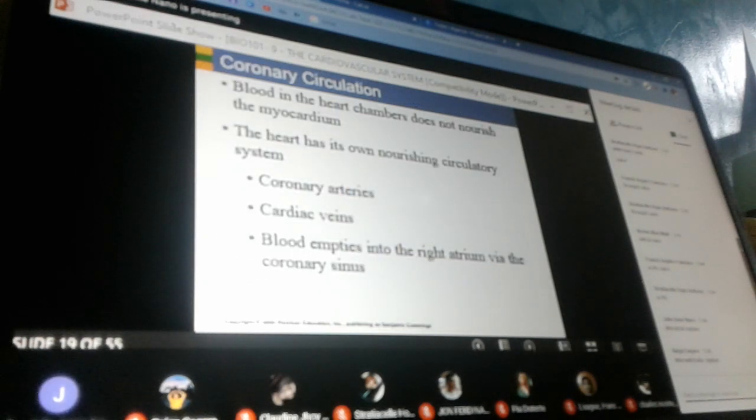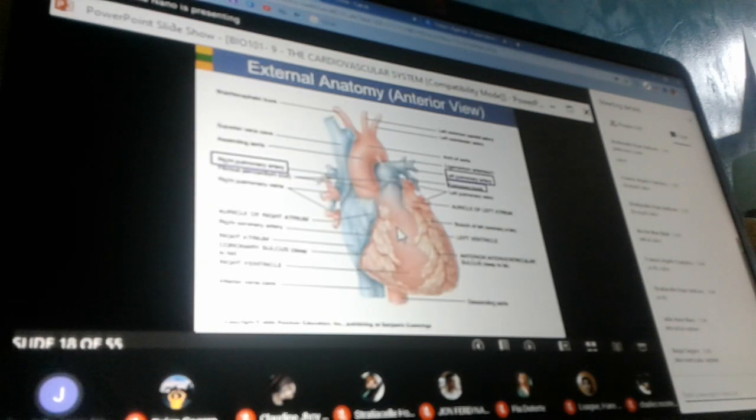Okay. So coronary circulation. So the blood in the heart chambers class does not nourish the myocardium, okay? So yung blood na nagpa-pump sa ating heart class, they do not supply yung ating myocardium, okay? So yung heart natin meron siyang own nourishing circulatory system, okay? So may sariling circulatory system yung ating heart.